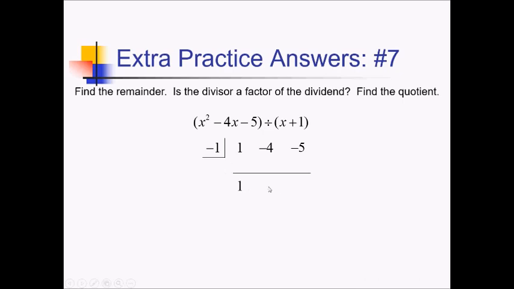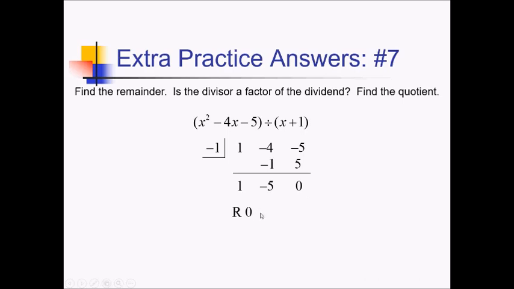and we multiply all these bottom row numbers by our box number. So negative 1 times 1 is negative 1. That goes in the second row. Now we add the top 2 rows to get the bottom row again. Negative 4 plus negative 1 is negative 5. Negative 1 times negative 5 is 5. And negative 5 plus 5 is 0. That last number there is our remainder of 0.